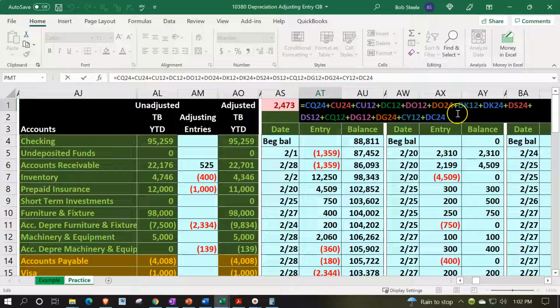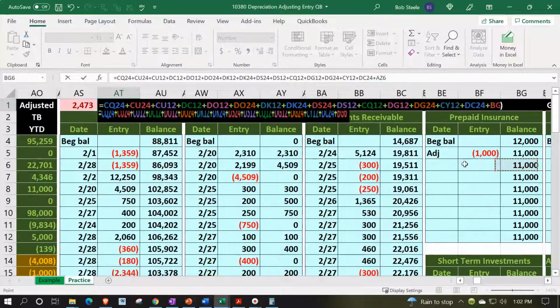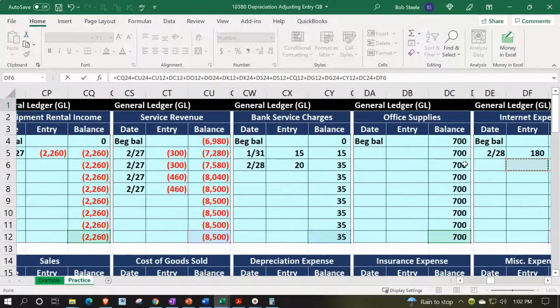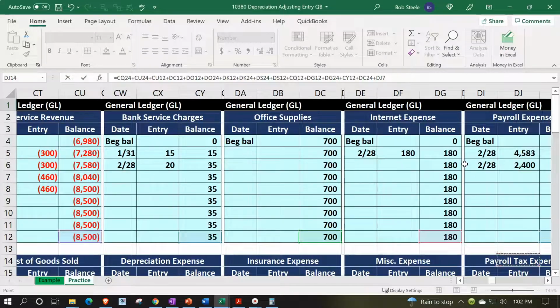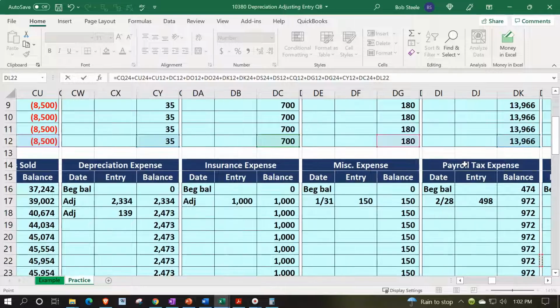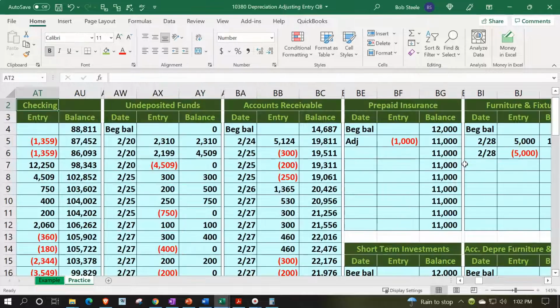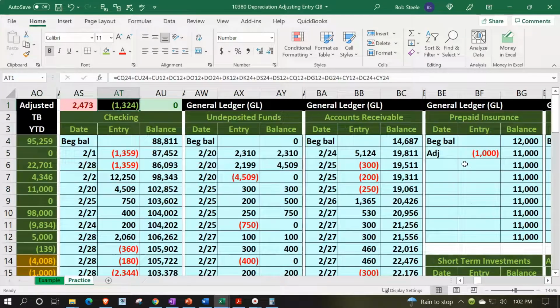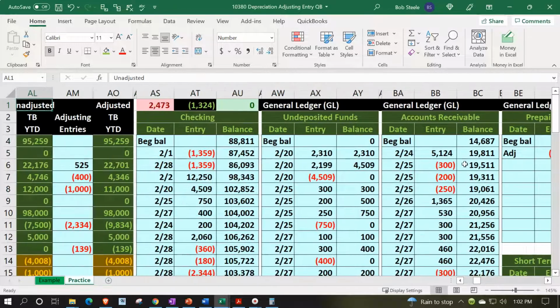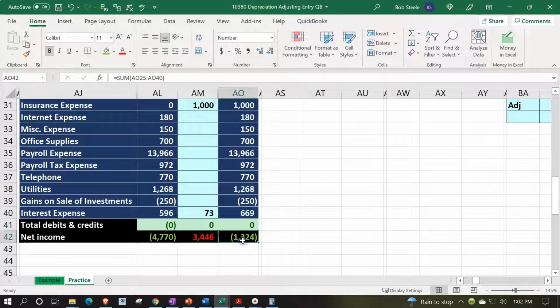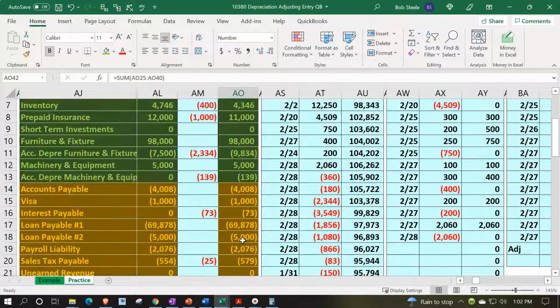So I'm going to double click on it, go to the end of it and say plus, and then scroll over to that depreciation expense again and add that to the check fig. Where did it go? There it is. I went too far. Go back. So there we have it. So now that 1324 matches the 1324 down here. That looks good.